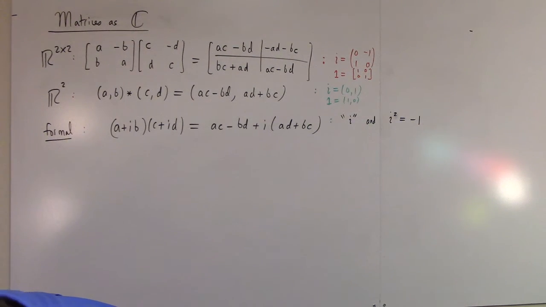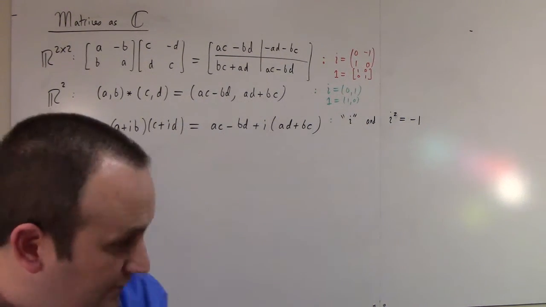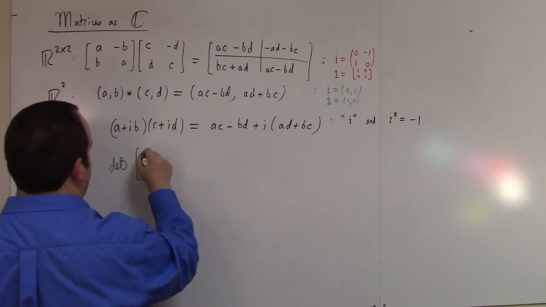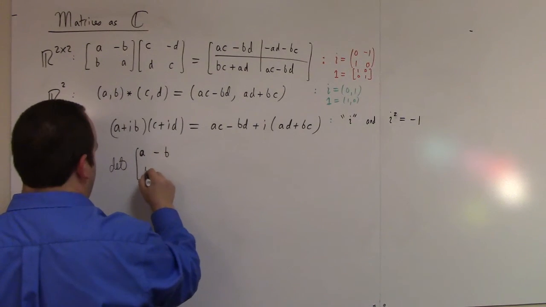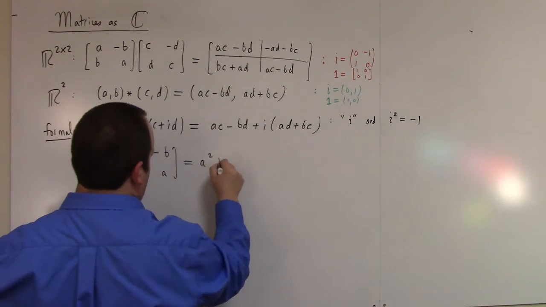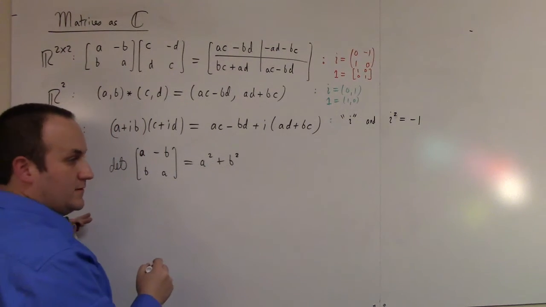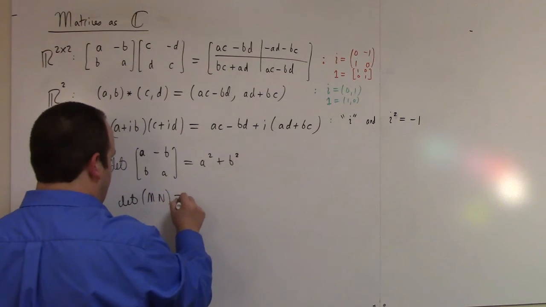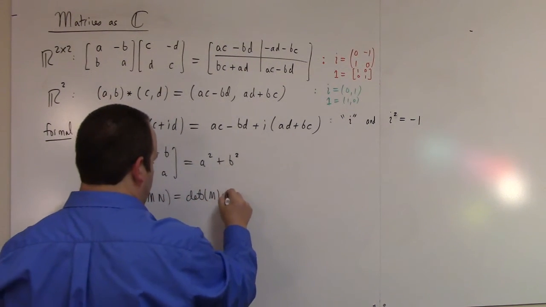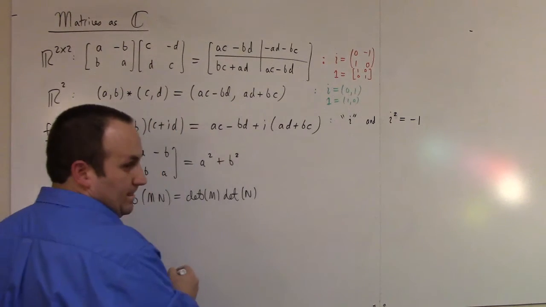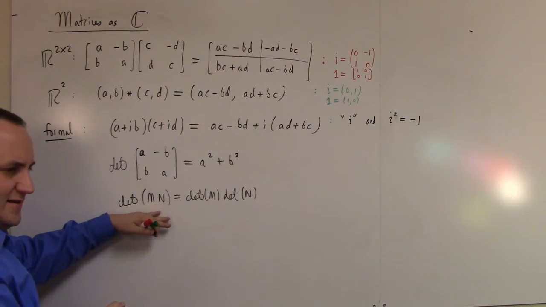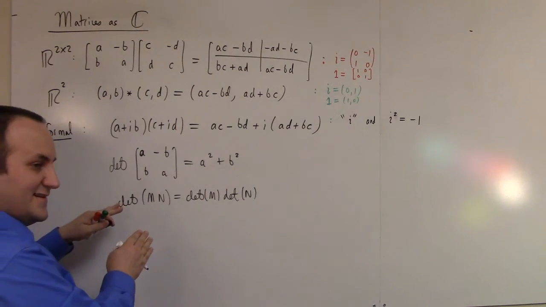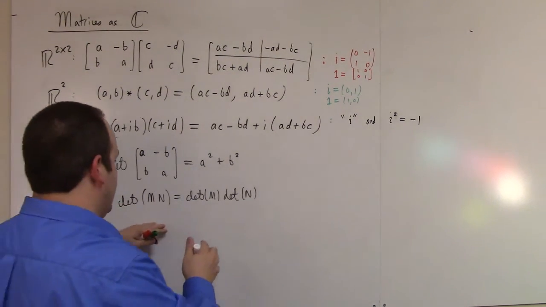All right. And there's other things here. There's goodies to look at. What's the determinant of this matrix? It's a squared plus b squared, right? And you know that the determinant of M times N is the determinant of M times the determinant of N. You should have respect for this identity. This is not a trivial identity. This identity comes at a cost. But hey, it's there.